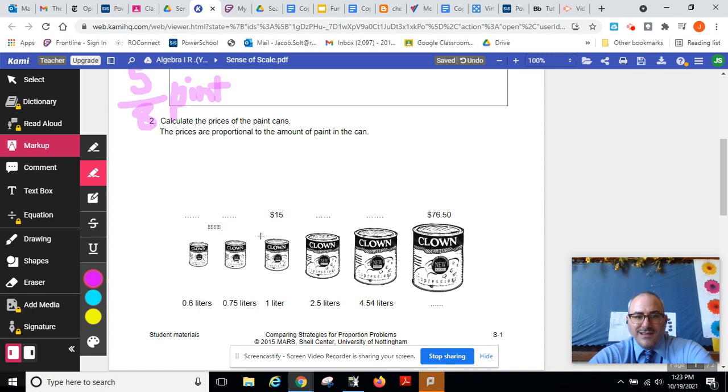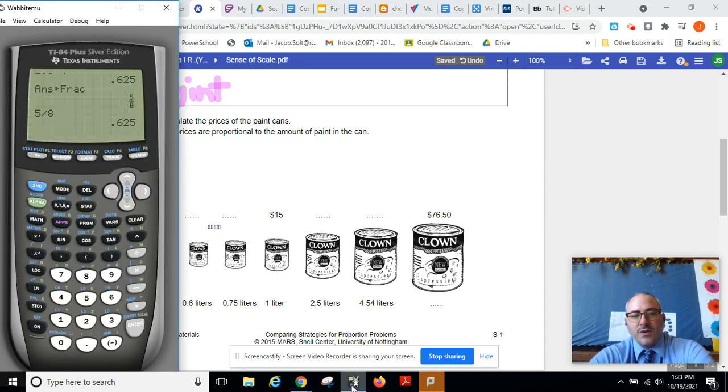Okay. If 1 liter is $15, then 2 liters would be double 15, right? That'd be $30. But this isn't 2 liters. This is 2.5 liters. So what I can do here is just multiply 15 by 2.5 to find out what this is. 15 times 2.5 is $37.50.